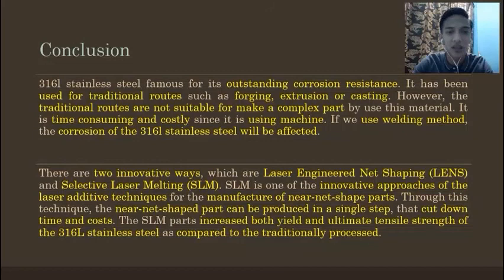For the second point, there are two innovative ways, which are laser engineered net shaping or LENS and selective laser melting or SLM. SLM is one of the innovative approaches of the laser additive techniques for the manufacture of near net shaped parts. Through this technique, the near net shaped part can be produced in one single step that cuts down time and cost. The SLM part increases both yield and ultimate tensile strength of the 316L stainless steel as compared to the traditional process.